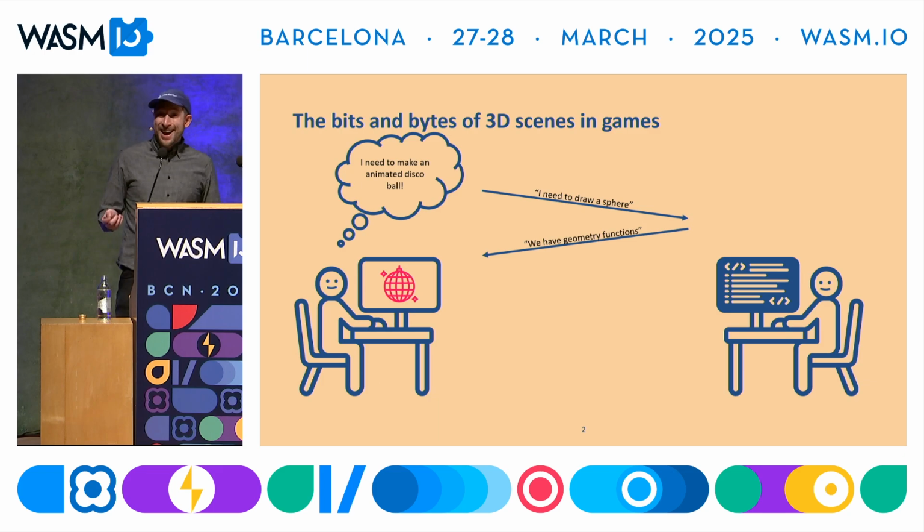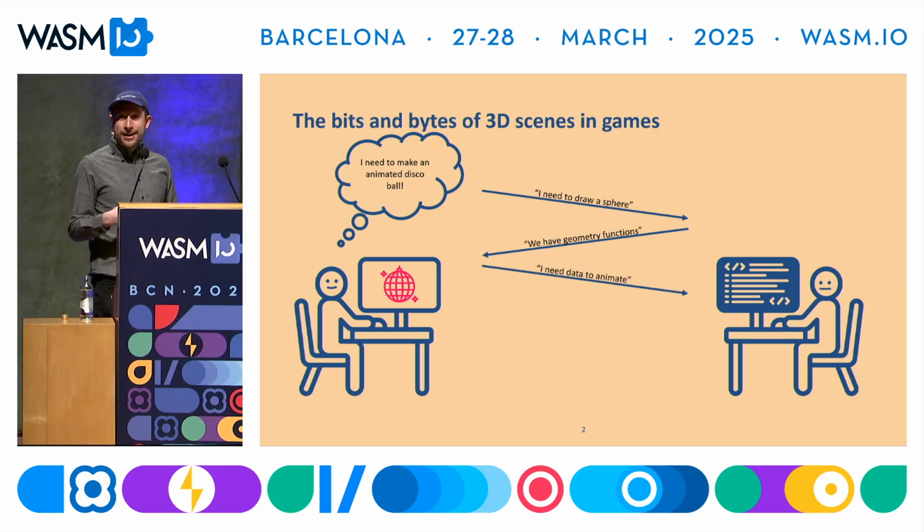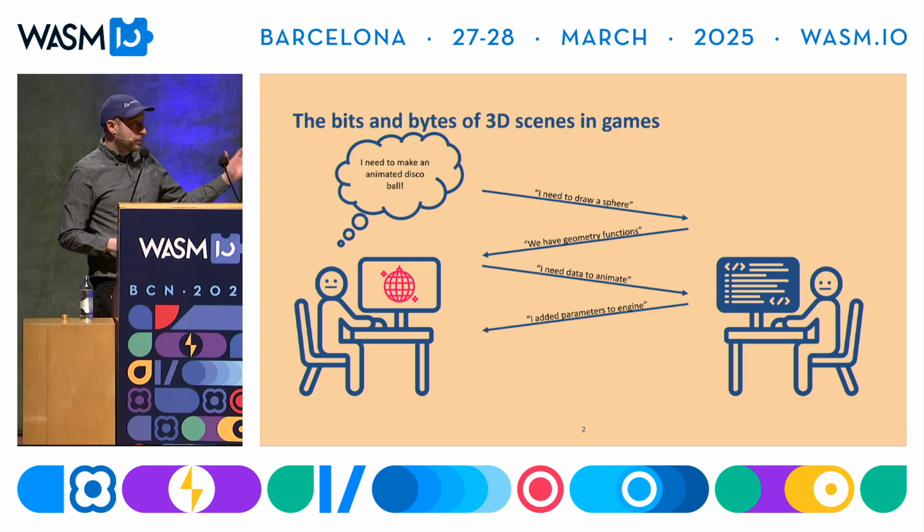That's great, but that's static content. And so now we need data in order to animate that. Well, where do we get that data? Let's say you want to make a disco ball rotate with the music that you're playing. Well, you might need to plumb through animation parameters through the engine, time or events or something of the like. And so you can see this is becoming increasingly complicated over time.